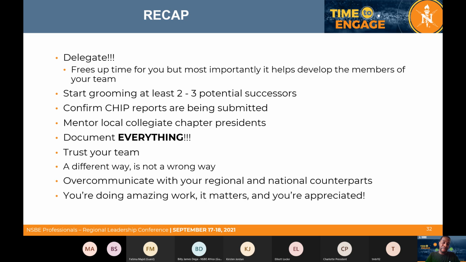As we mentioned, trust your team. If you built a good team, you should be able to trust that they'll get the job done. Remember, a different way isn't necessarily a wrong way. Just because it's not how you would do it doesn't mean it won't work. And make sure you over-communicate with your regional and national counterparts, so you know best what's going on the ground. Anything you need help with, any concerns that you have, communicate those to your regional and national leaders, because we're here to help.